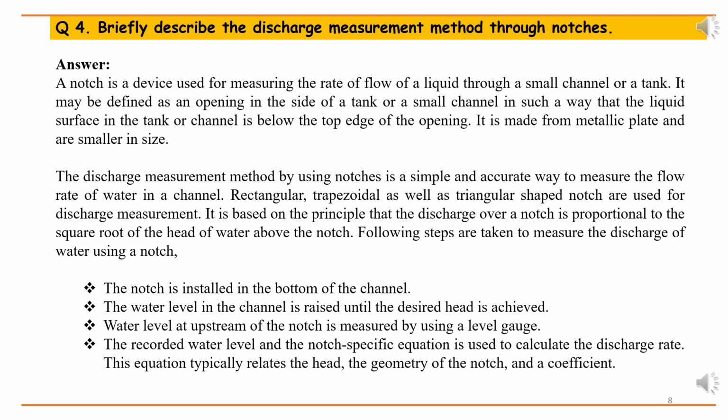The discharge measurement method by using notches is a simple and accurate way to measure the flow rate of water in a channel. Rectangular, trapezoidal as well as triangular shaped notches are used for discharge measurement.